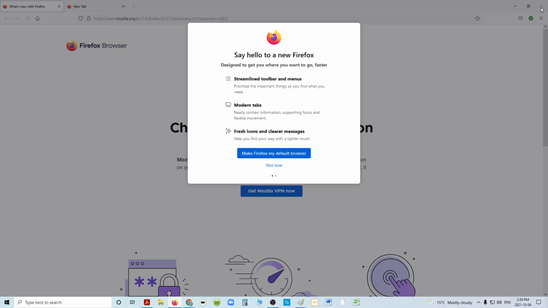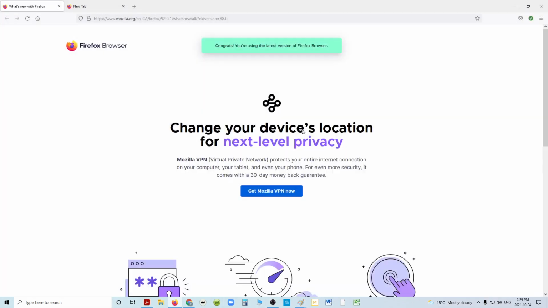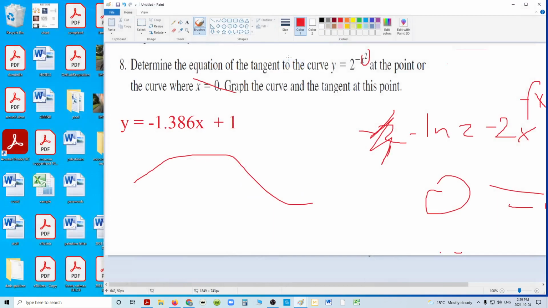Don't know what the hell that's doing. Don't even know why that opened.